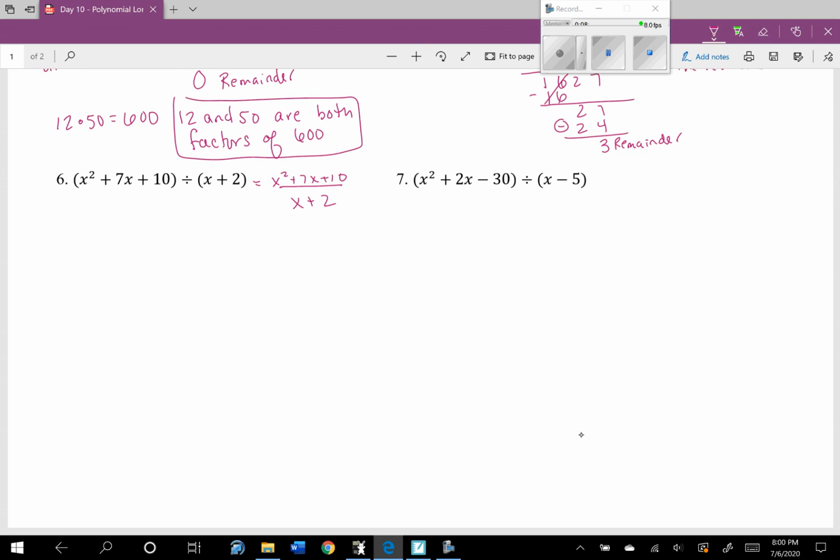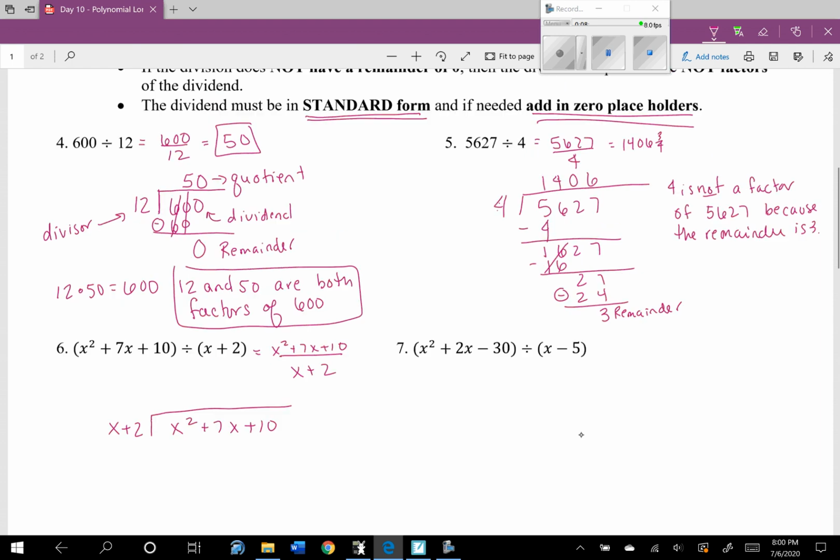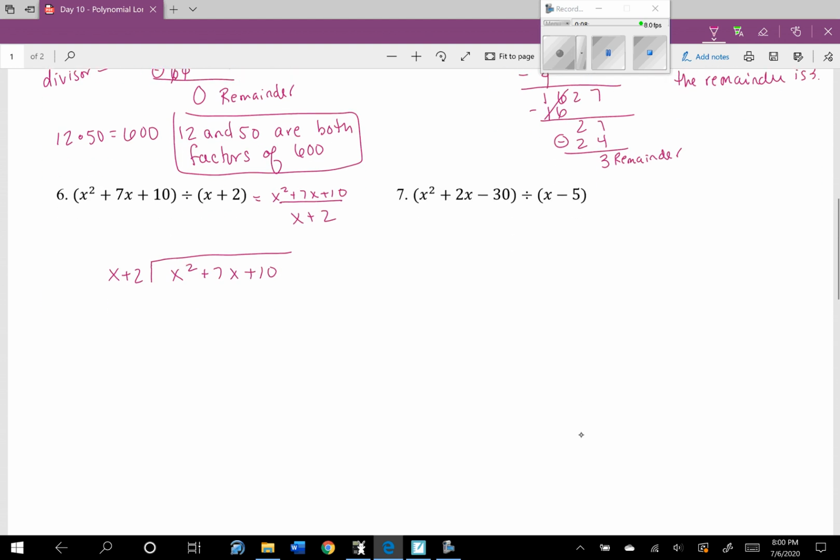So the first thing you want to do, just like we did up here, is set up your equation. So x plus 2 goes here, and then x squared plus 7x plus 10. So remember earlier I said to make sure that the dividend must be in standard form, and if needed, add in 0 placeholders. So if we look at our dividend, it's in standard form, and I'm not missing any 0 placeholders. Like if this 7x wasn't here, I'd have to put 0x in, because everything you do in this needs a place to go.